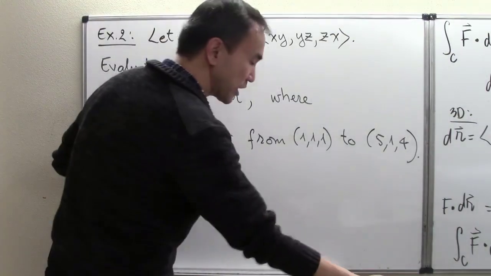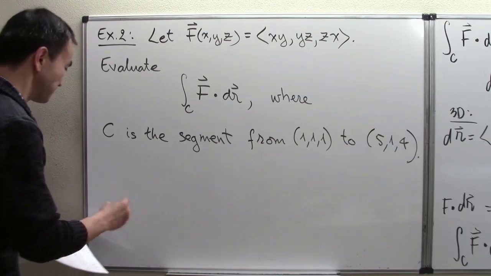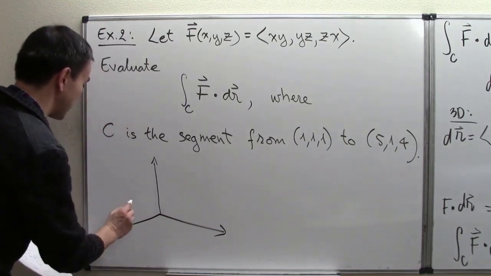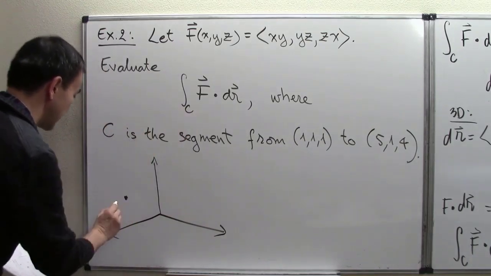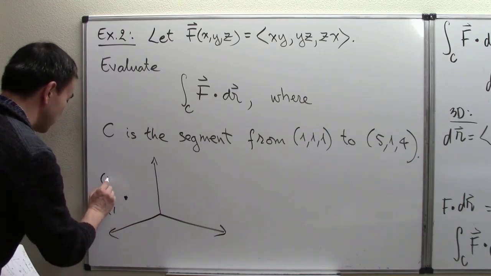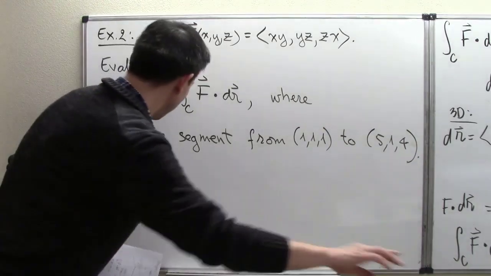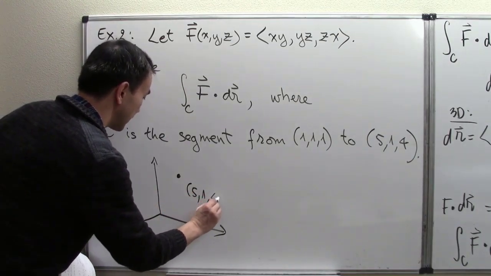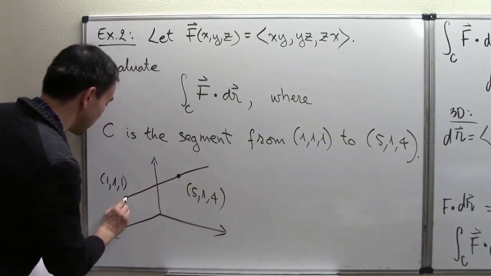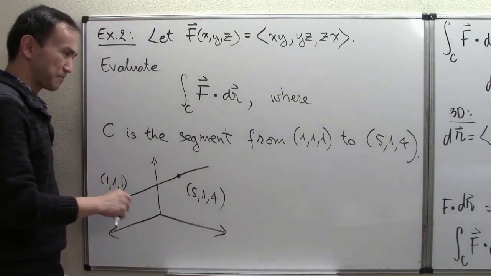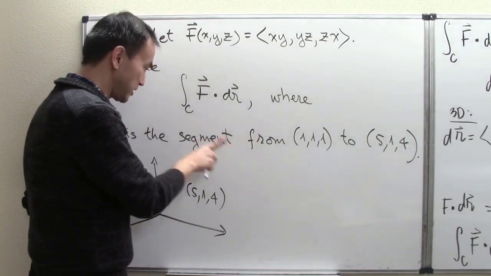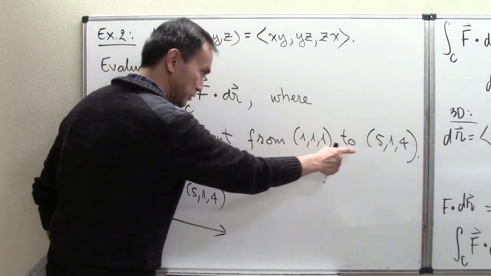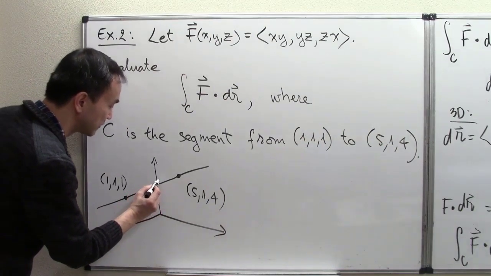All right, to get started with this problem, as a picture of the path, we have a point, right? The curve here starts from the point (1, 1, 1), and we're connecting that to this point (5, 1, 4). So we have a line going through there. You have to understand the intention is already given in this problem. This curve is an oriented curve. It's going from (1, 1, 1) to (5, 1, 4), so the orientation is going from here to here.